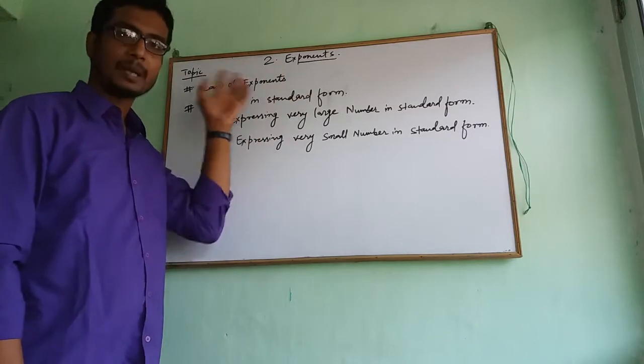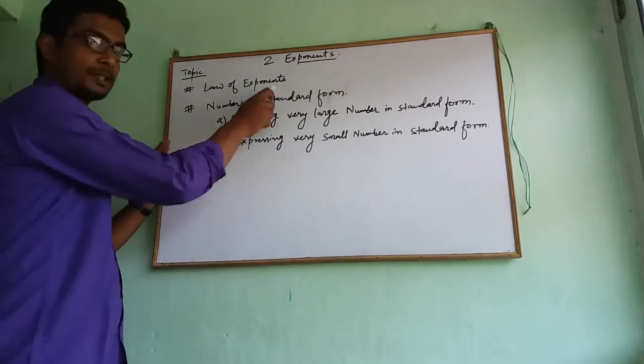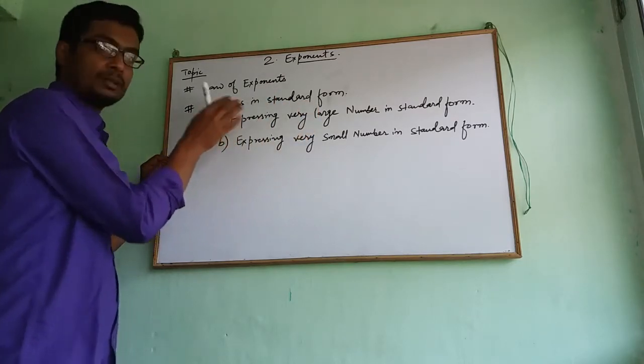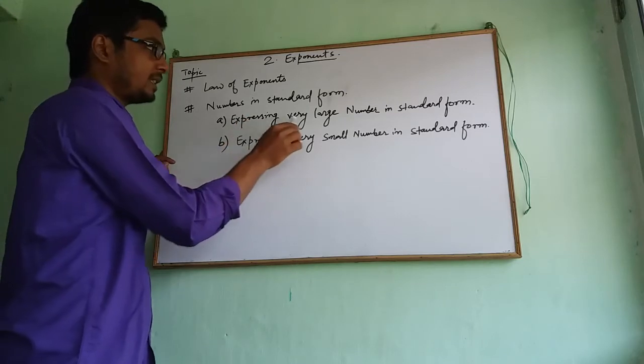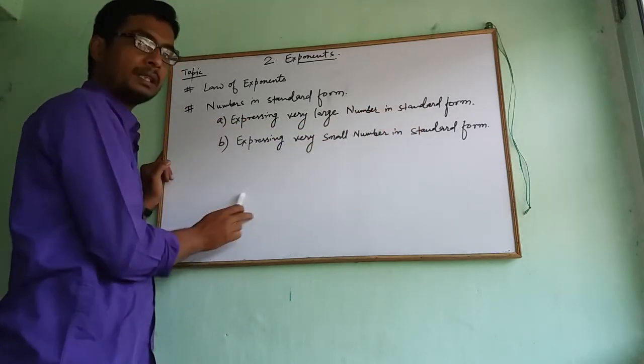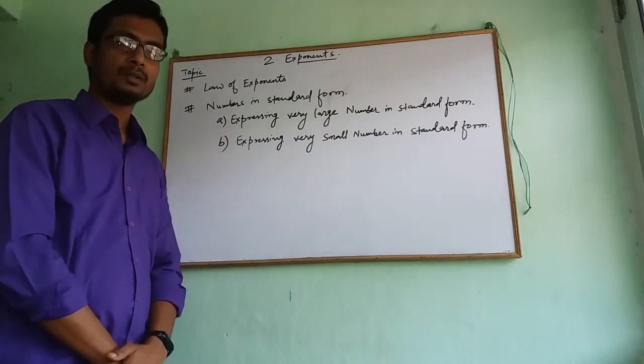Now in this chapter we will discuss the following topics. Number 1, laws of exponents. Number 2, numbers in standard form, in which there are two subtopics: expressing very large numbers in standard form, and expressing very small numbers in standard form. I hope that you will view this video up to the last.